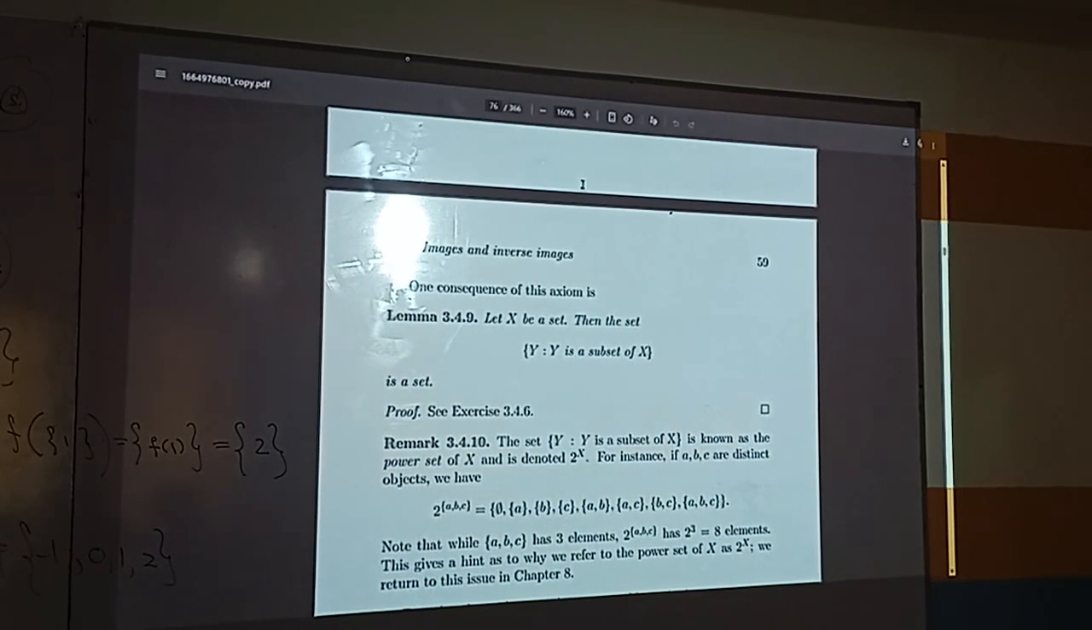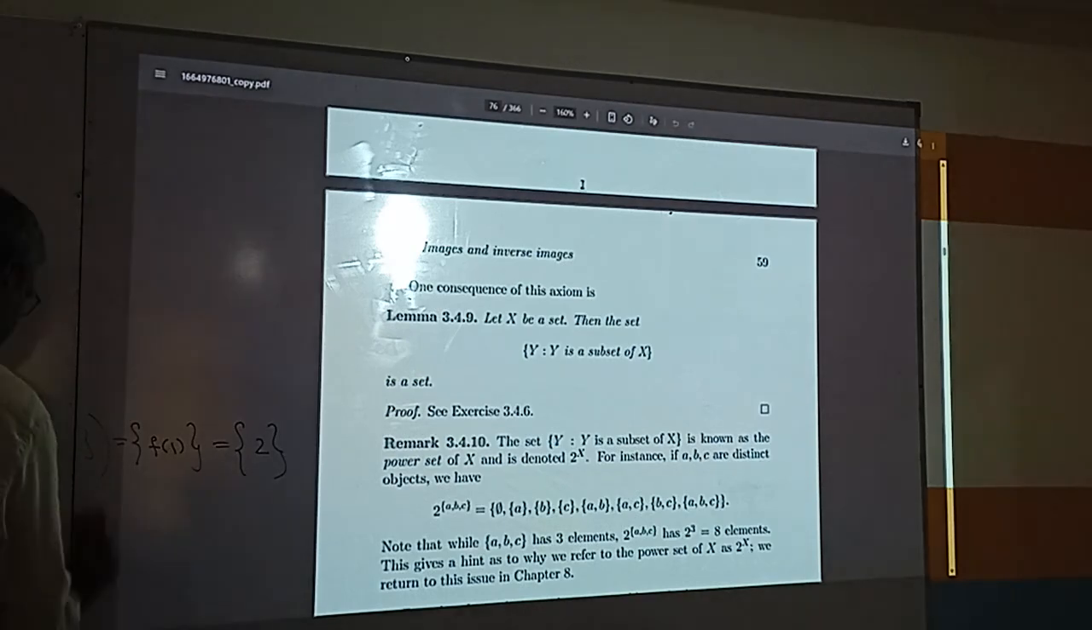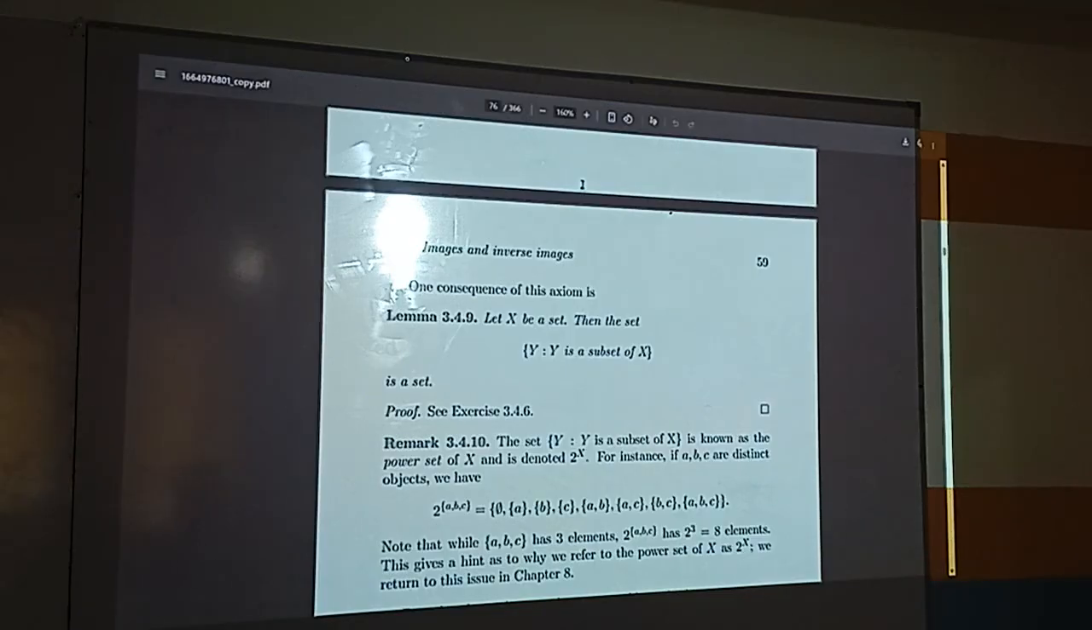Remark: the set of all Y such that Y is a subset of X is known as the power set of X. The set of all Y such that Y is a subset of X is called the power set of X.